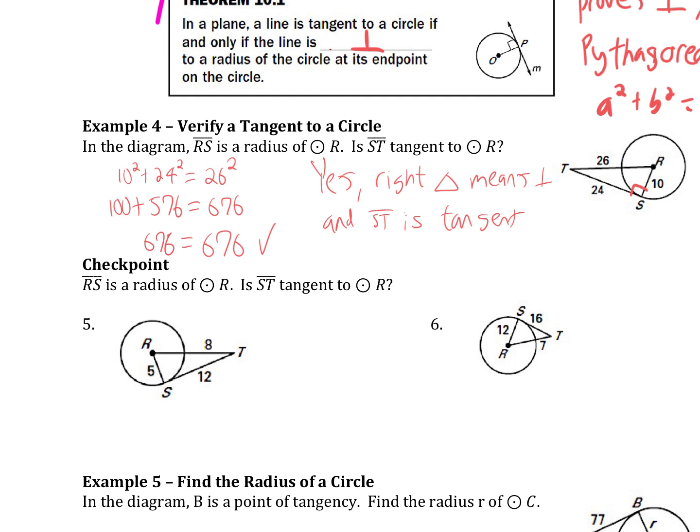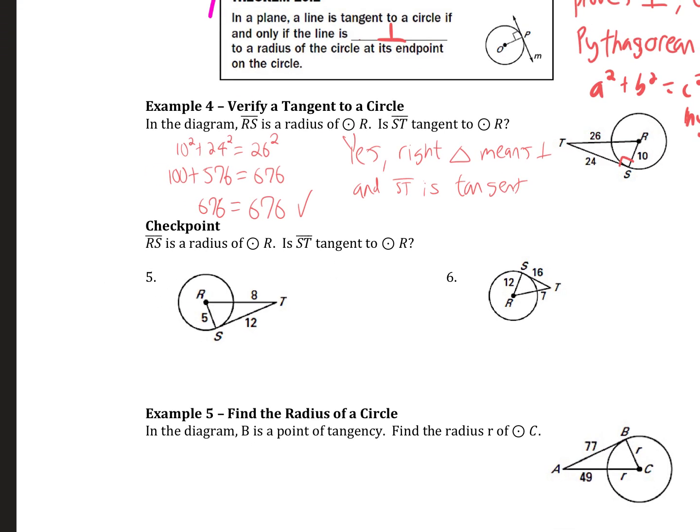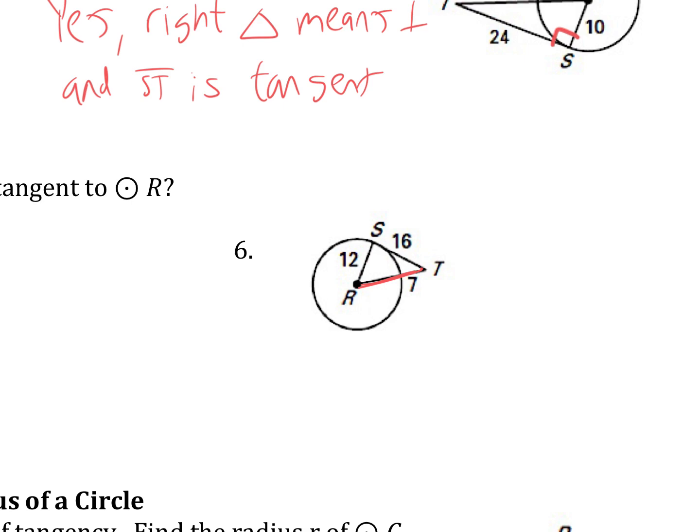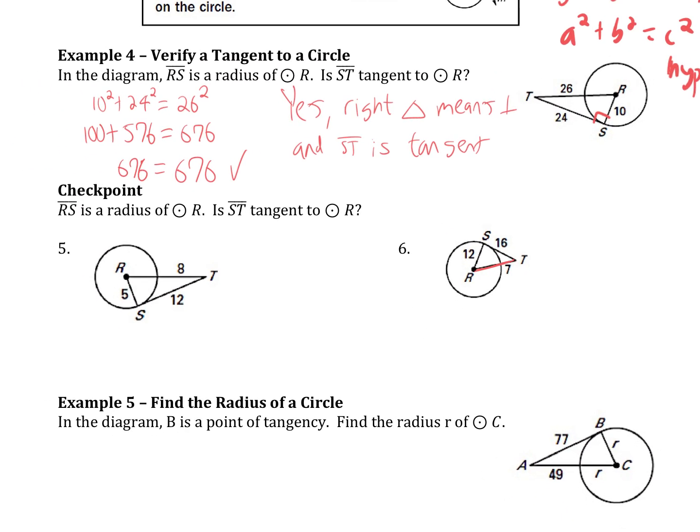All right, sounds good. Why don't you guys go ahead and do checkpoints 5 and 6, very similar. This one's a little weird, though, so it's interesting. Okay, so go ahead and do 5 and 6. This whole thing right here is 7, by the way, so it's kind of weird, but let's go ahead and try that.